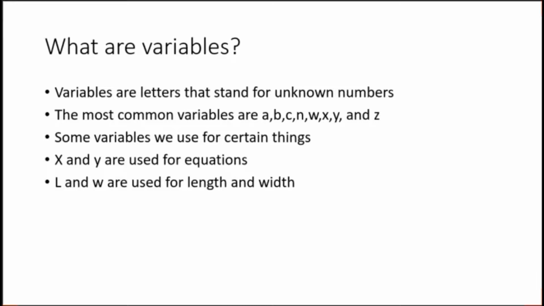Alright, so what are variables? Variables are letters that we use to represent unknown numbers. The most common variables are A, B, C, N, W, X, Y, and Z. Some variables we use for certain things, like X and Y we use for equations. We always put things in the X and we get out the Y. That's for equations. We use the L for length and W for width when we're talking about rectangles.